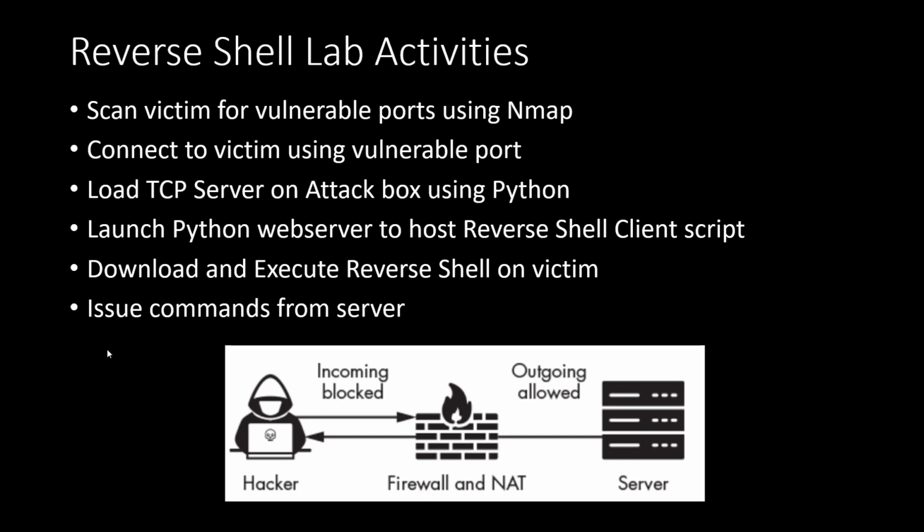So here's an example of a reverse shell. Under normal circumstances, the hacker might try to connect to the server or to the victim, but it may be blocked by a firewall. So the trick is to somehow get the server to make the connection back to the hacker, because outgoing traffic is not restricted, but incoming traffic is.